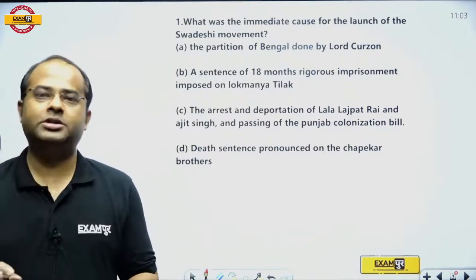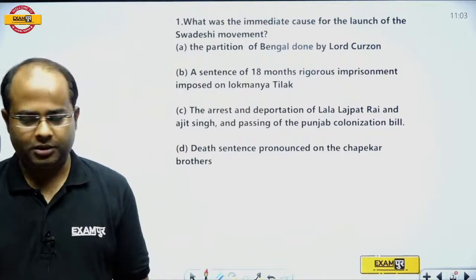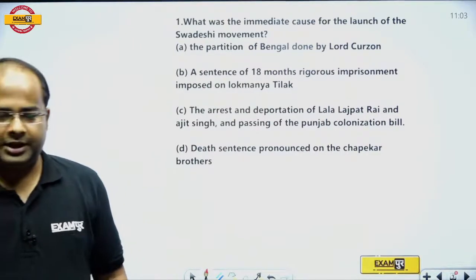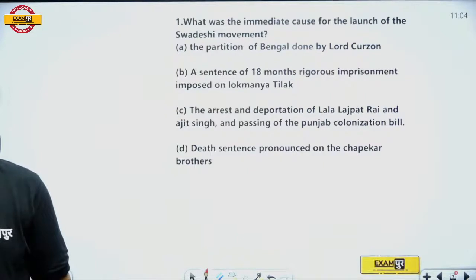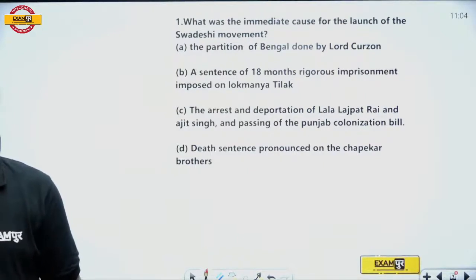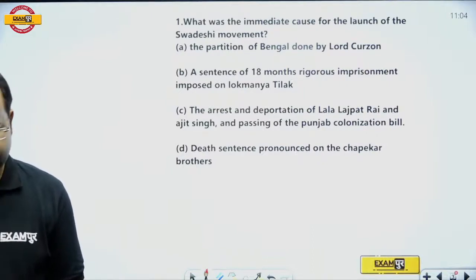So, what was the reason to launch the Swadeshi and boycott movement? Please answer in the form of ABCD. What will be the correct answer? Whatever is running in your mind, please give the answer. And if it is wrong, then don't worry. We will rectify this, and with the correct solution, you will know the answer.